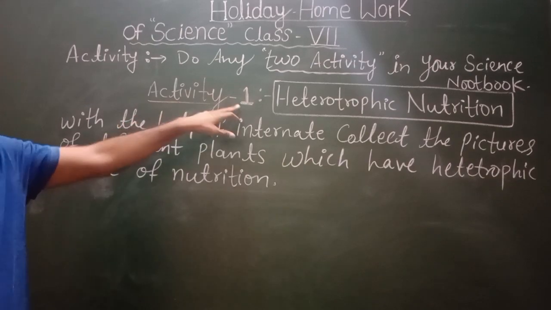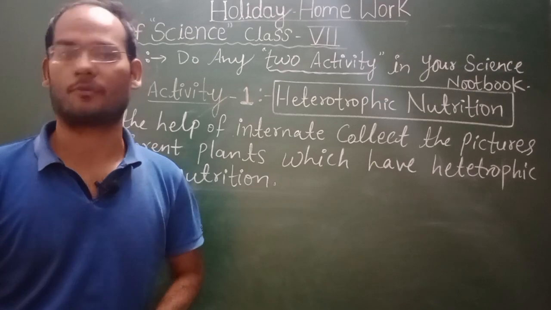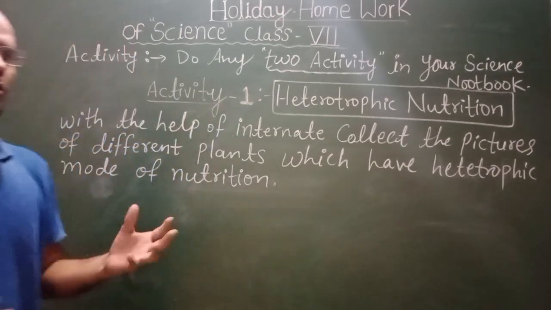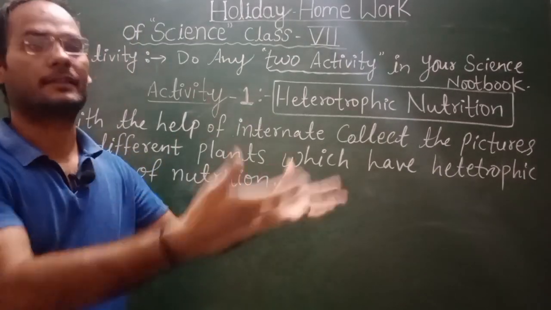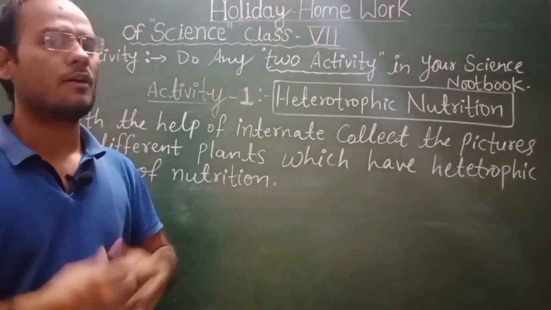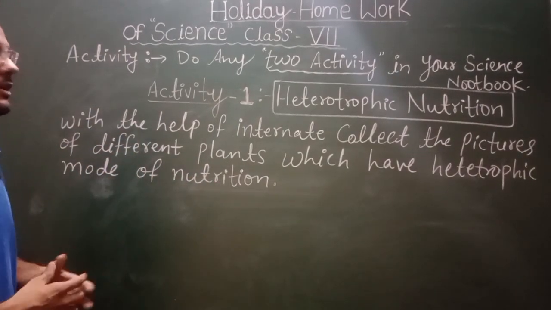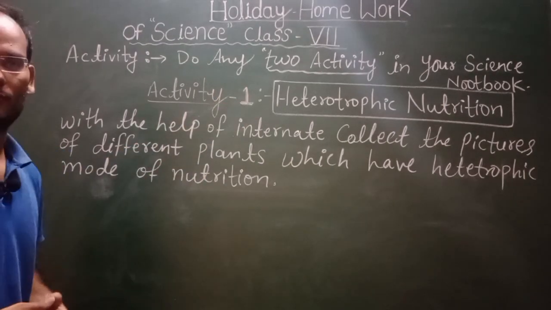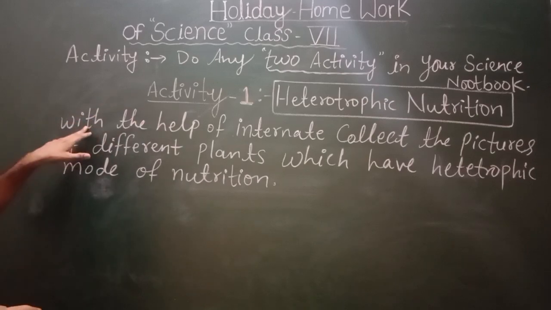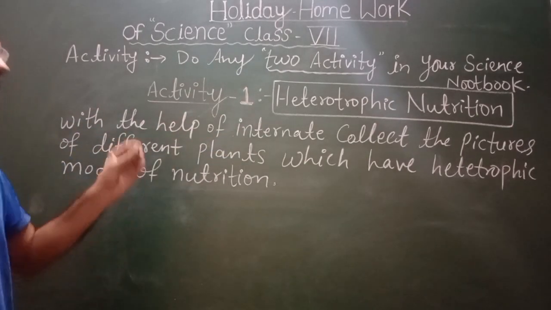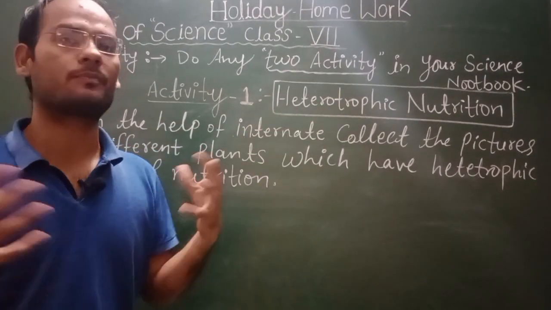In the first activity, this is the heterotrophic nutrition activity, and as you know, heterotrophic nutrition means those organisms that cannot make their own food and depend on other organisms. Clear? So you have to find out these types of organisms that show heterotrophic nutrition. So what you have to do in the activity first: with the help of the internet, search heterotrophic nutrition plants.